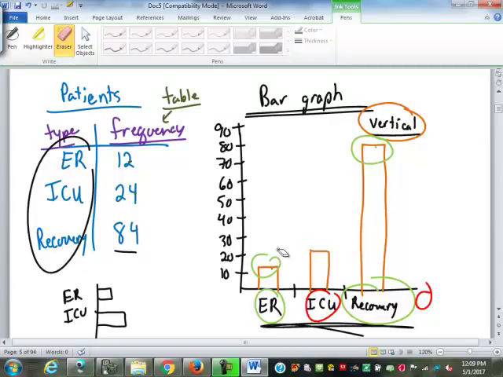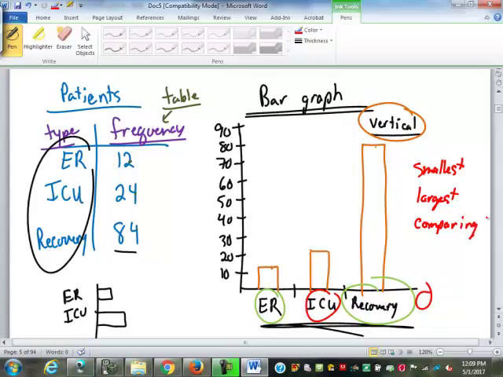So a graph is really good for finding the extremes, smallest, largest. Get that written down. Smallest and largest. And it's also good for comparing.